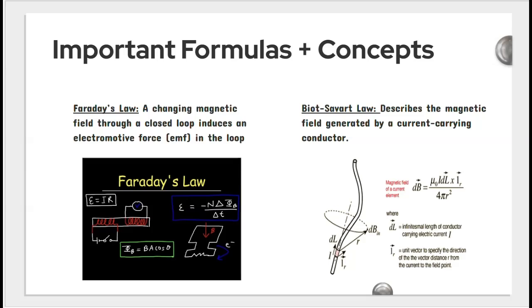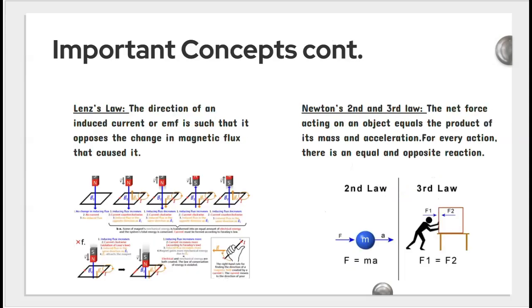Of course, we had Faraday's law, which is a changing magnetic field through a closed loop induces an EMF. We have the Biot-Savart law, which we used in Lab 3. Two more laws: we have Lenz's law, which gives us the direction of an induced current, and we have Newton's second and third law.